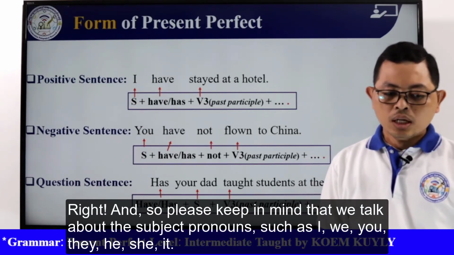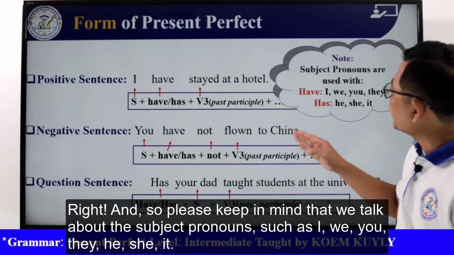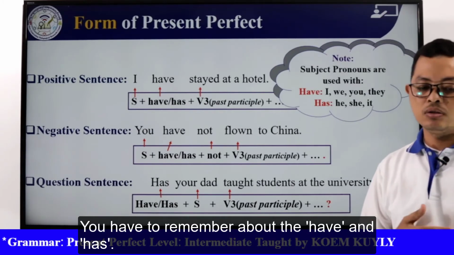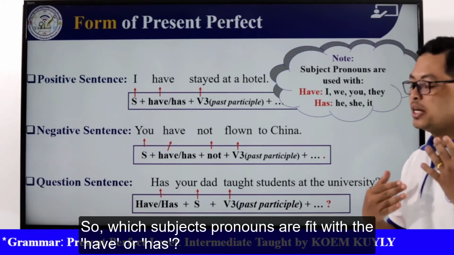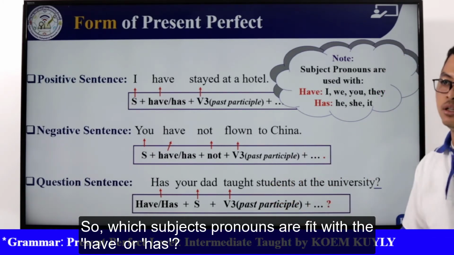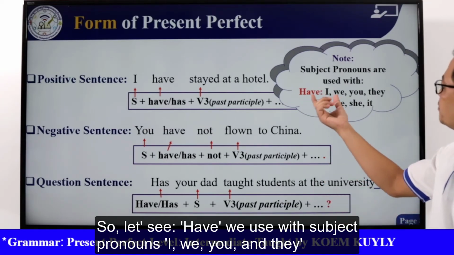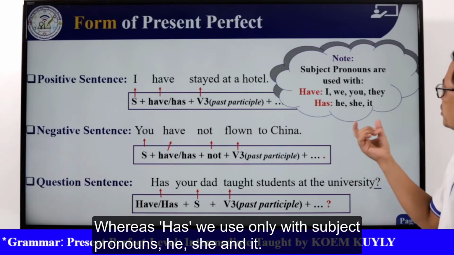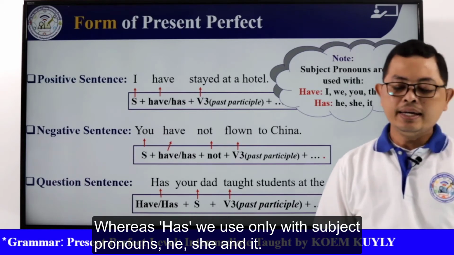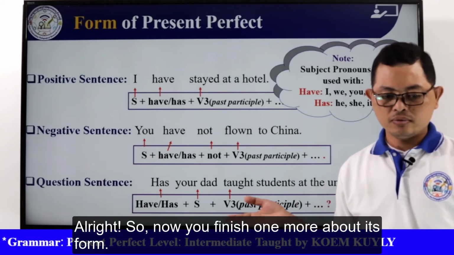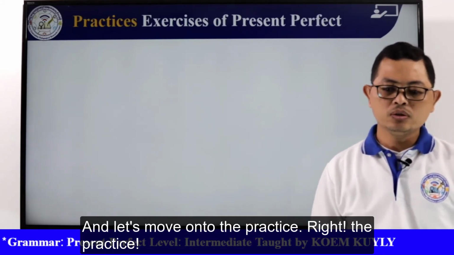Please keep in mind that when we talk about subject pronouns such as I, we, you, they, he, she, it, you have to remember about have and has. So which subject pronoun fits with have or has? Let's see. Have we use with subject pronouns I, we, you, and they, whereas has we use with only subject pronouns he, she, and it. All right. So now you have finished the forms, and let's move on to the practice.